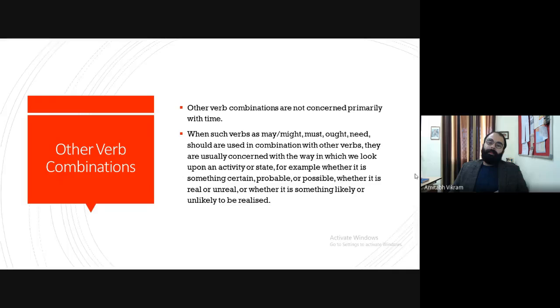So basically, these verbs highlight, they talk about the manner. They are not mainly concerned about the time, but the way in which we look upon an activity or state. So these are other verb combinations that we have.